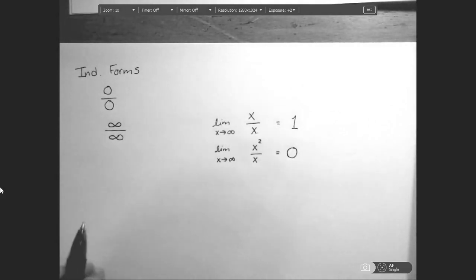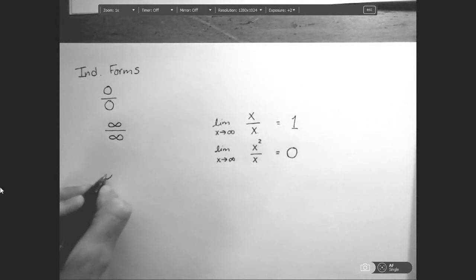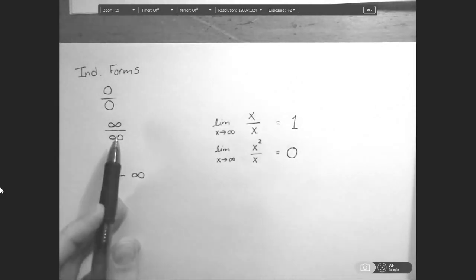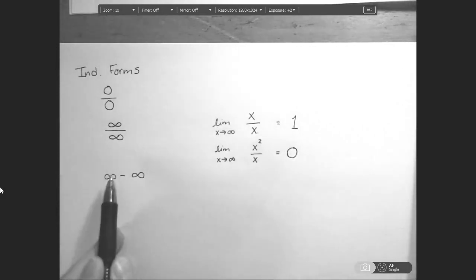Another couple of indeterminate forms are the ideas of infinity minus infinity. And again, it's for the same reason as the one above: when I use this symbol infinity, it's not a single number. It can take on an infinite number of values, and some of those infinities will be bigger or smaller than other infinities.